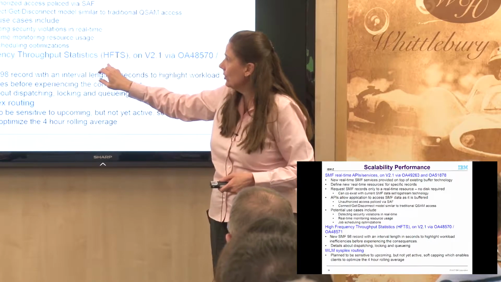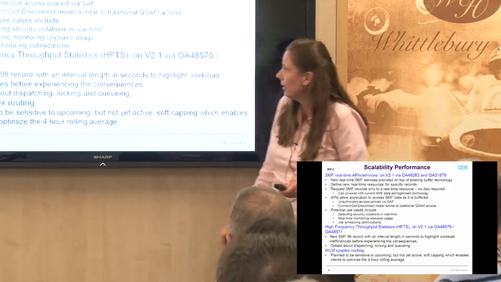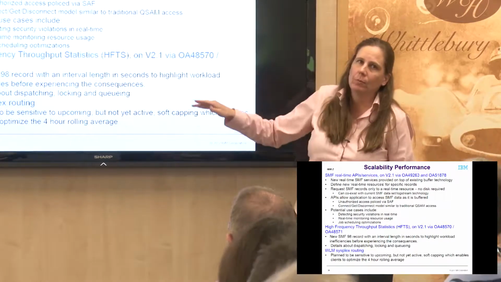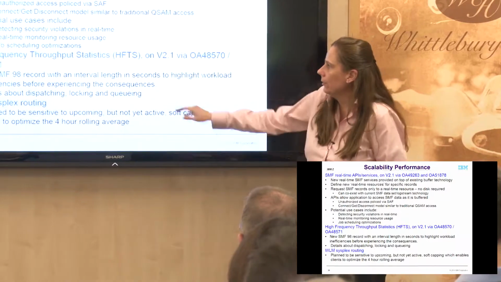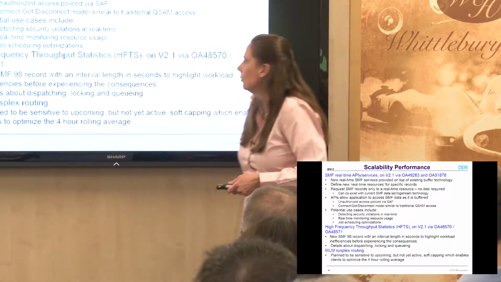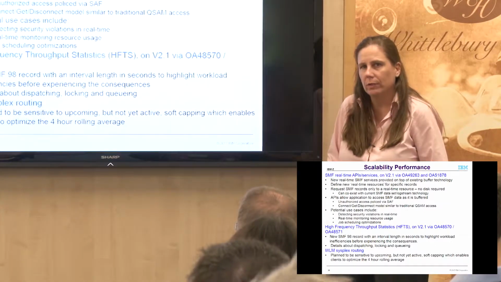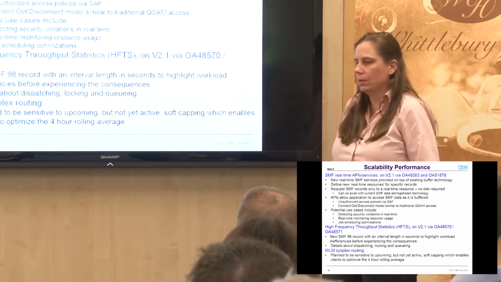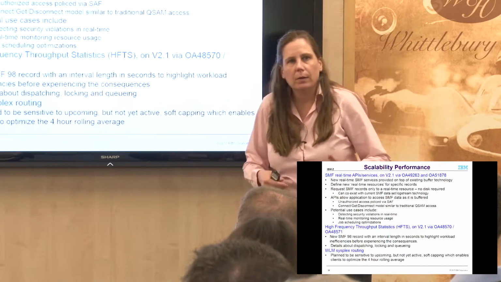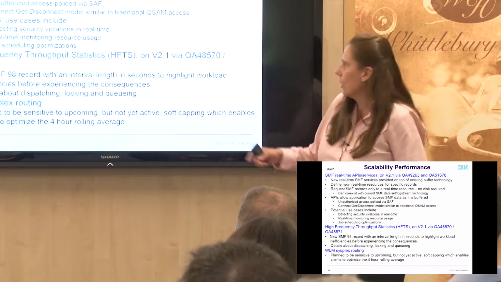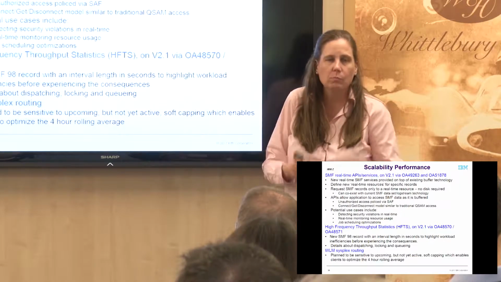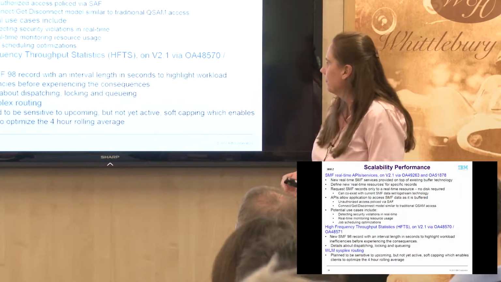We have high frequency throughput statistics, HFTS. This has been rolled back all the way to 2.1. This is an SMF 98 record with a very short interval length, so that you can look within the SMF record and find some events that might have been very short-lived, but now with HFTS you can see better information about them.